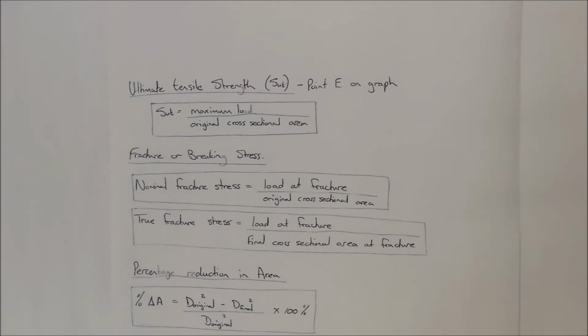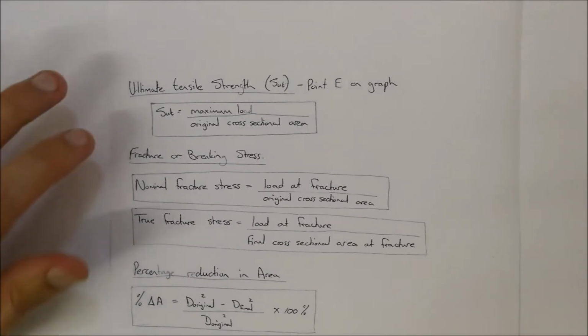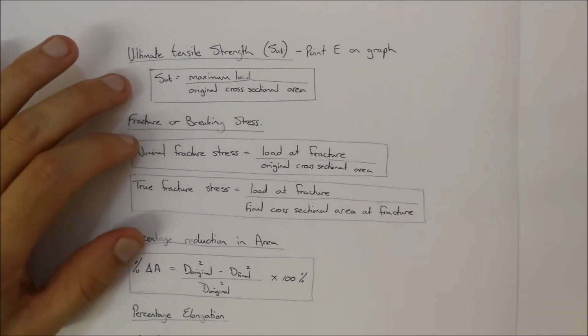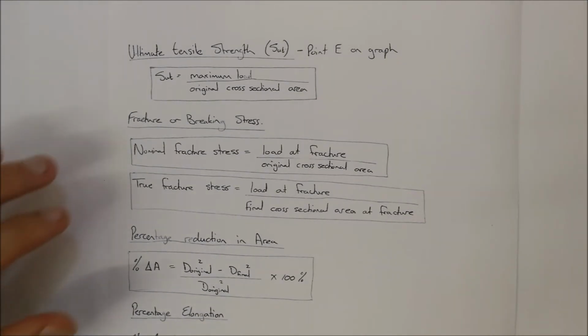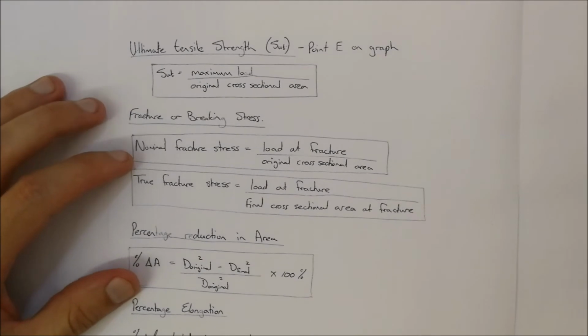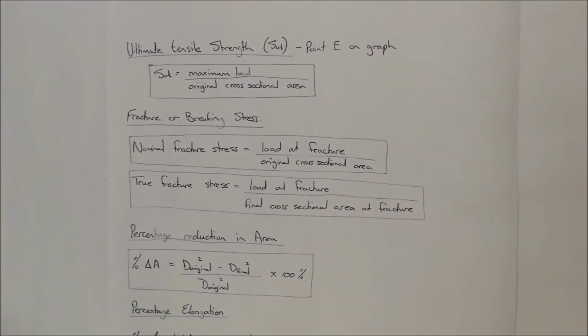So the ultimate tensile strength is equal to the maximum load, in other words, the maximum force that we got, divided by the original cross-sectional area. It's usually the original cross-sectional area that gets used in most of the equations, or the original length even. Okay, so that is the ultimate tensile strength. Then we've got the fracture breaking stress. Okay, so there are two equations over here that we need to take into account. The one is the nominal fracture stress, which is your load at fracture, divided by the original cross-sectional area.